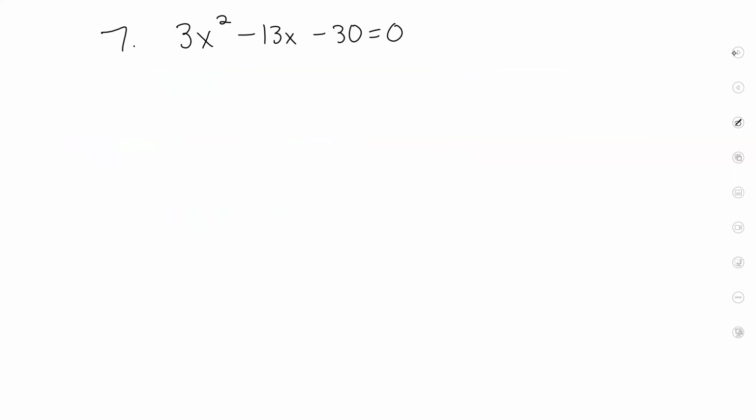Let's do this one. Can I divide all of these numbers by something? No, so I'm going to go straight to my eye chart. I'm going to do A times C. 3 times negative 30 is negative 90. My B value is negative 13. I'm going to do a 5. 5 times what is negative 90? Negative 18. Okay, so 5 times negative 18 is negative 90. If you add them, you'll get negative 13.